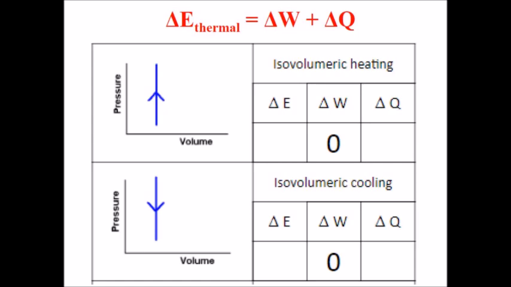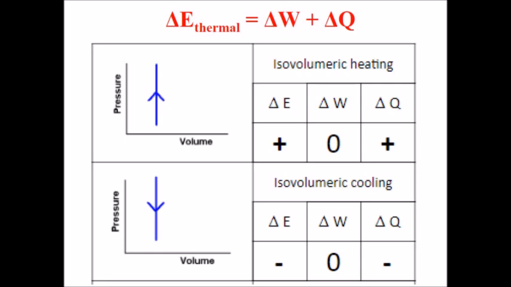Are you moving closer to or further away from the origin? Isovolumetric heating, you're moving further away from the origin, so delta E has to be positive. You are increasing in temperature and thermal energy. And if delta W is 0, then for isovolumetric heating, delta E has to be positive and delta Q has to be positive. And in this case, the magnitude of delta E has to equal the magnitude of delta Q because nothing else is happening. So there's isovolumetric heating and cooling.